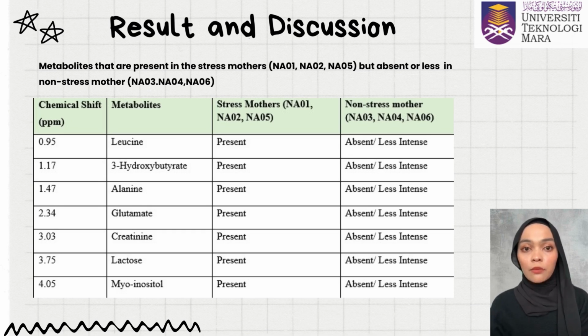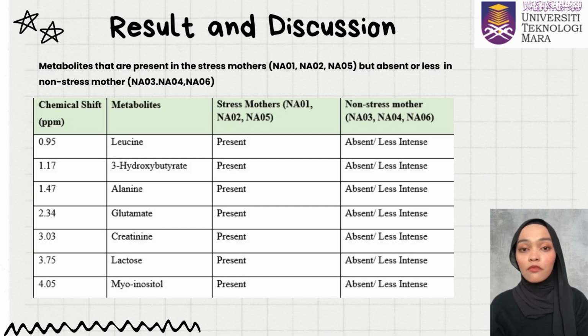The next metabolite is glutamate, whose chemical shift range is 2.30 to 2.35 ppm. Glutamate is a key neurotransmitter that plays a critical role in brain function and development. Elevated glutamate levels in the milk of stressed mothers could influence the neurodevelopment of infants. While glutamate is essential for proper brain function, its excessive amount could potentially lead to excitotoxicity, highlighting the need for a balanced concentration.